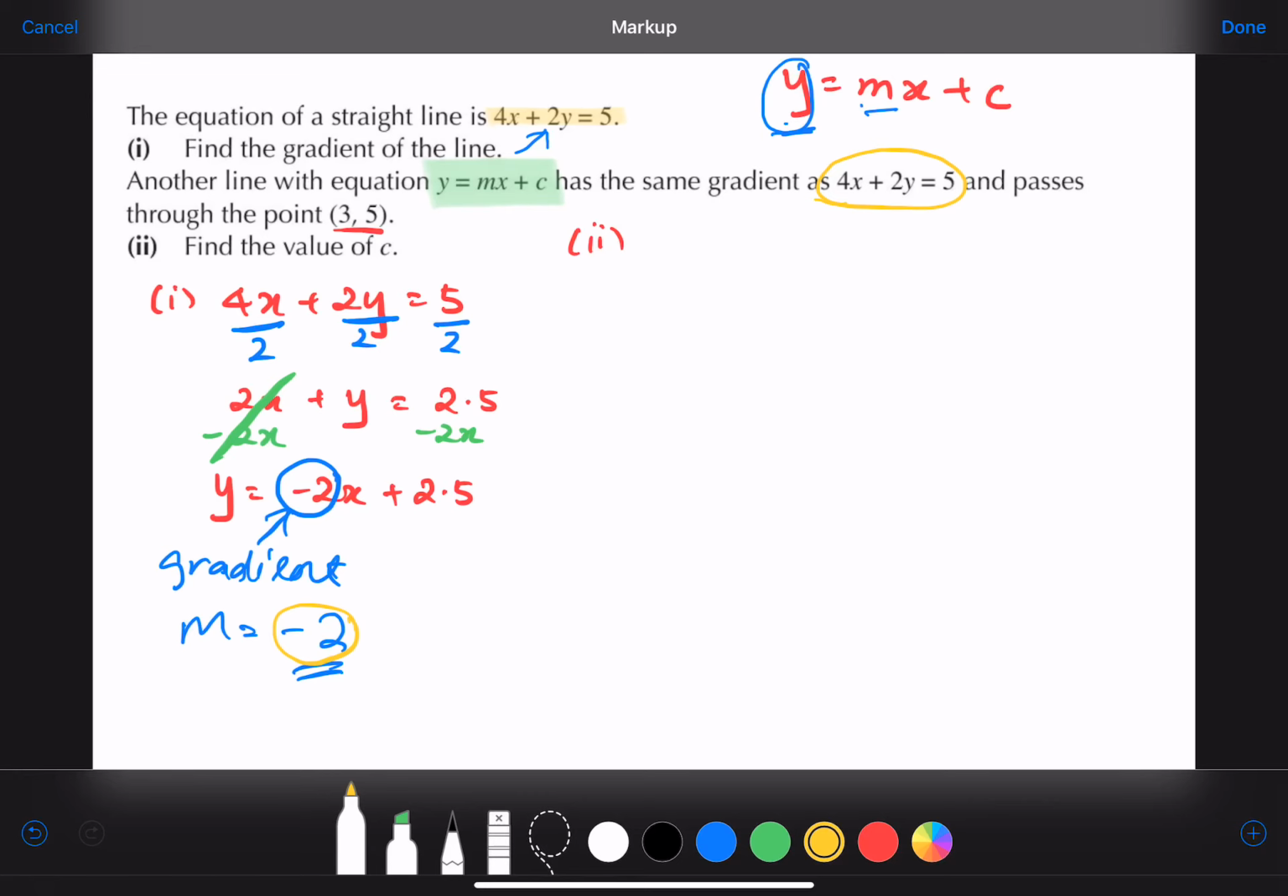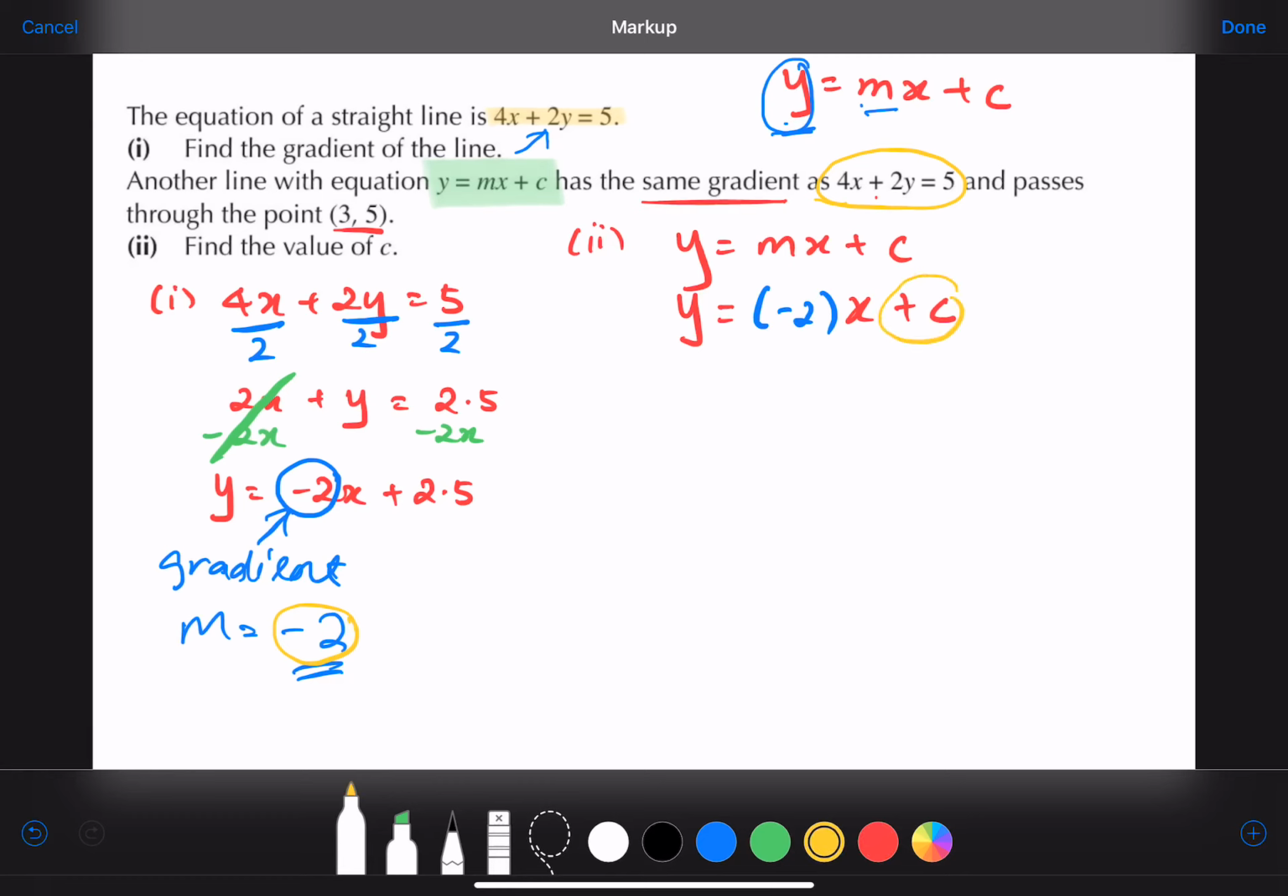So let's backtrack a little. Remember, for any equation of a straight line, we have y equals mx plus c, correct? Since this new line has the same gradient as the previous one, I can replace the m with negative 2. So y equals negative 2x plus c. Simply because they said that they share the same gradient, you see. So we have negative 2 as the gradient. Of course, we still need to find the plus c, correct?